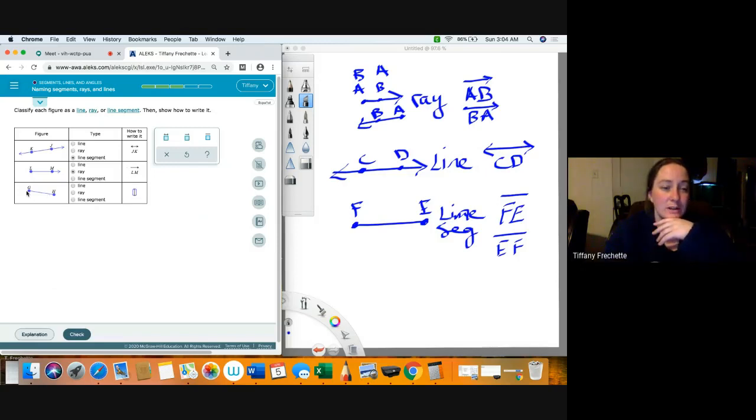All right, this last one, we just have 2 points, no arrows. It's a segment, and we want to click segment here, and then HG. So I'm going backwards just to show you. You can go HG, you can go GH. You can go JK, or you can go KJ.